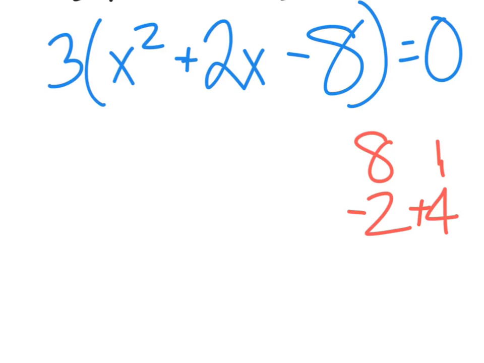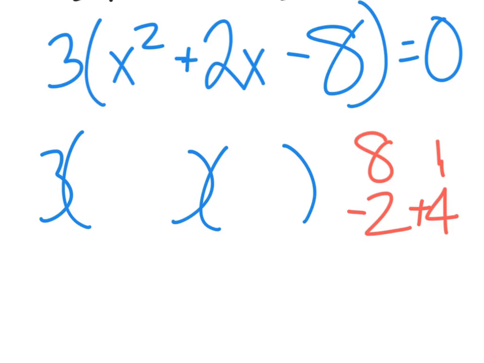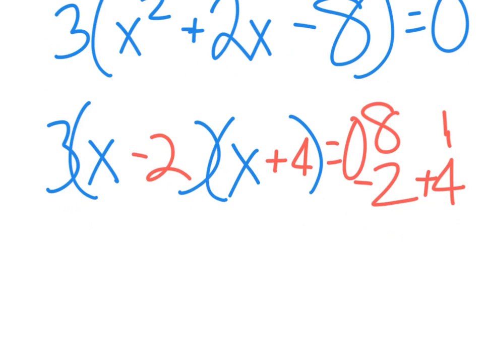Great. So we're going to rewrite this like 3 open parentheses. And because this is x squared, we know it's always going to be x times x. So we've got x minus 2, and then we've got x plus 4. Great. Equals 0. Almost done.